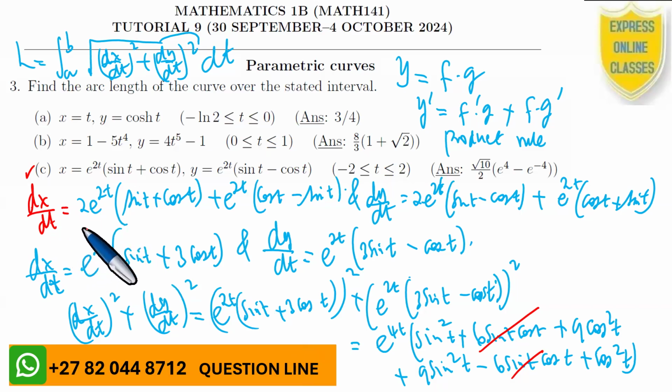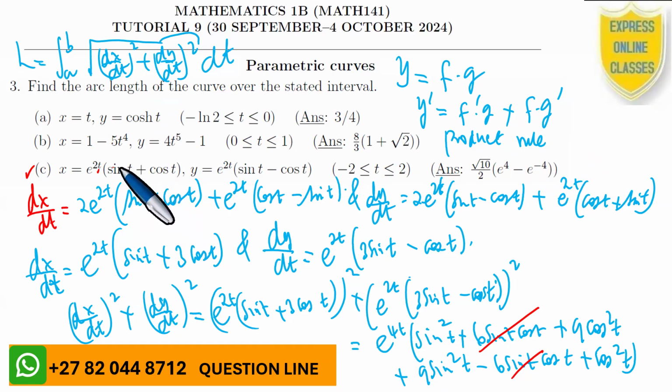So for dx/dt, the derivative of this one is a product. In mathematics, when you're given a product, we use the product rule. What is the product rule? It says that if you have f and g as a product of functions, the derivative is the derivative of f first, plus f times the derivative of g. In this case, we have to find the derivative of e to the power 2t, which is 2e to the power 2t, then sine t plus cosine t.